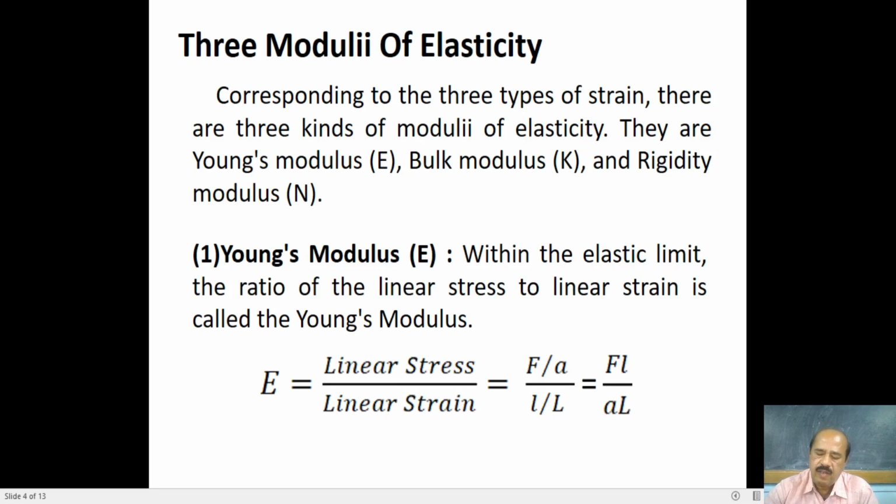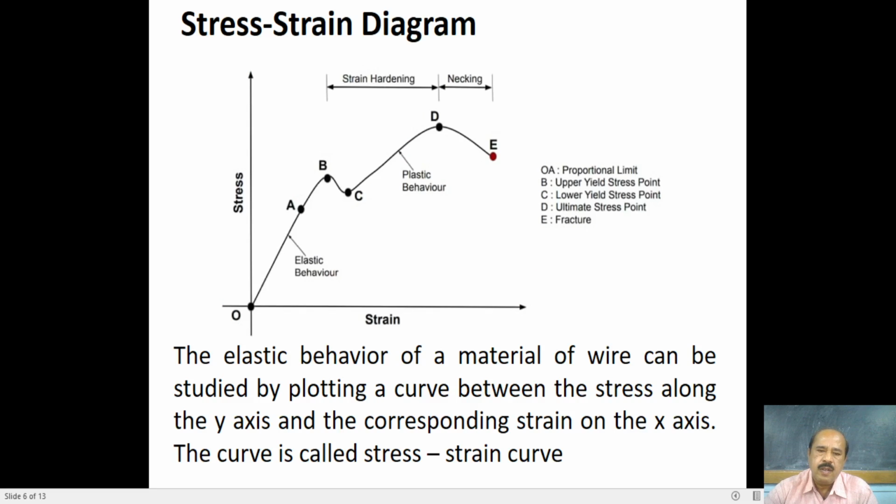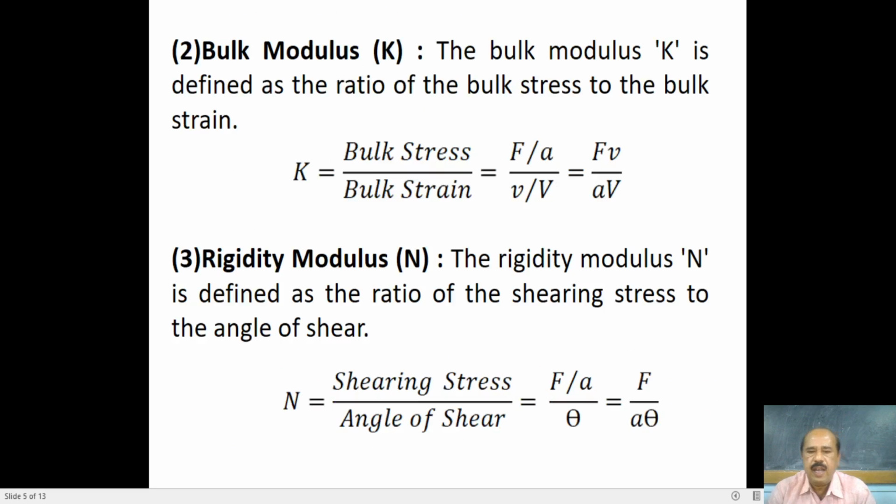The second type of modulus is rigidity modulus. It is defined as the ratio of shearing stress to its shearing strain, which is nothing but the angle of shear. It can be mathematically represented as F divided by A into theta, where theta is the shearing angle, which itself measures the shearing strain. This is how we define the rigidity modulus. It is always represented by small letter n or capital letter N. The unit for this modulus is also the same, that is Newton per meter square.